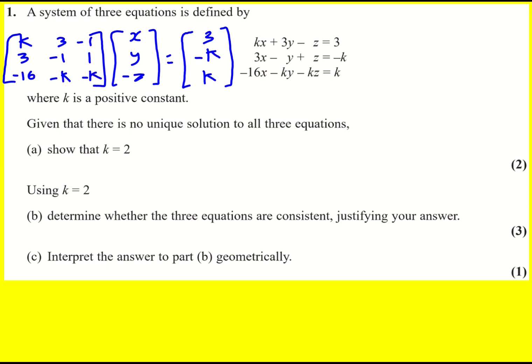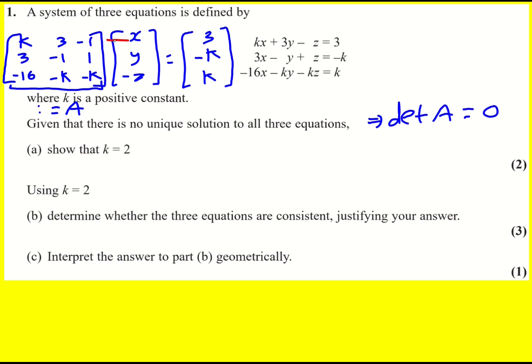We're told that there's no unique solution to all three equations. We're asked to show that k is equal to 2. What this means is that there's not going to be an inverse, and the only way there cannot be an inverse is if the determinant is equal to 0. So let me define this as A. This implies that the determinant of A is going to equal 0. So let's work it out.